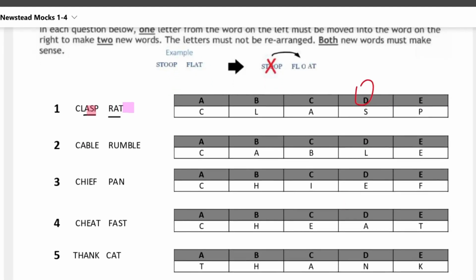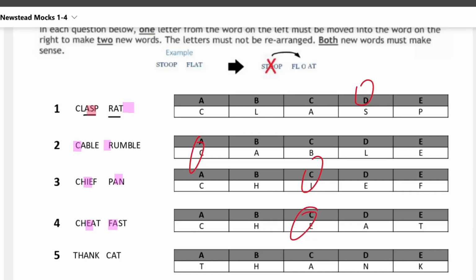Question number 2, which one can we take out? If we take out the C and put it over here, we can make crumble, so that gives us solution A. Next up, if we take out the I over here, we can get chef, and then we can make pain, therefore we get C as our answer. If we take out over here the E from cheat, we get chat, and then if we put it here, we get feast, so C is our answer.